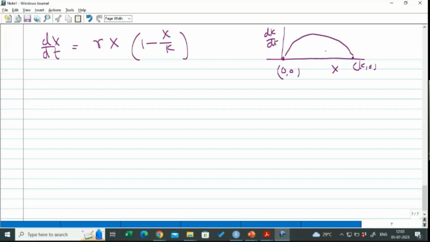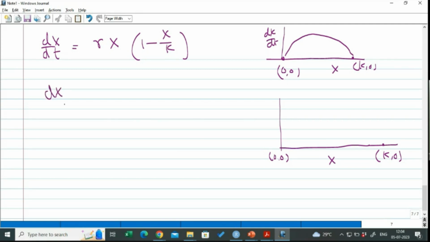As you see, throughout the growth rate is positive. So the population is going to increase and settle down at the K point. However, we are saying that there is a threshold. This is (0, 0), this is x, and this is (K, 0), and there is a threshold population below which there is going to be a possibility of extinction.